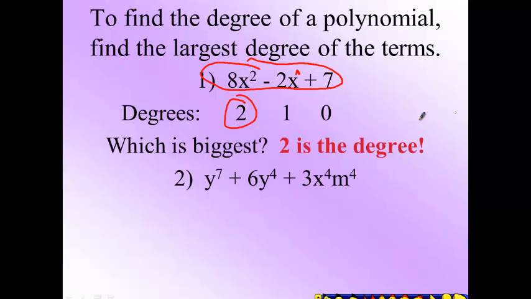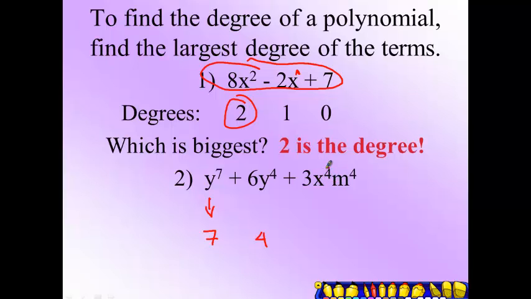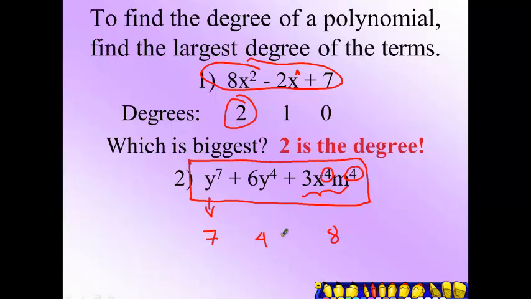Next, we have to get the degree of each term. The degree of y^7 is 7. The degree of 6y^4 is 4. The degree of the third term, since I have here two variables, we have to add these two exponents. So that will be the degree of 3x^4m^4, which is equal to 8. Now, the degree of this trinomial will be the largest degree of the terms. And in this case, the largest degree is 8. So the degree of this is 8.